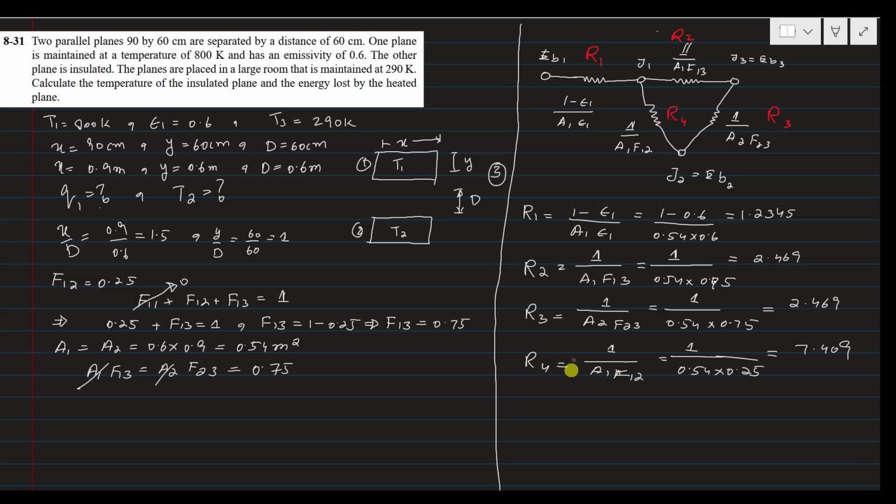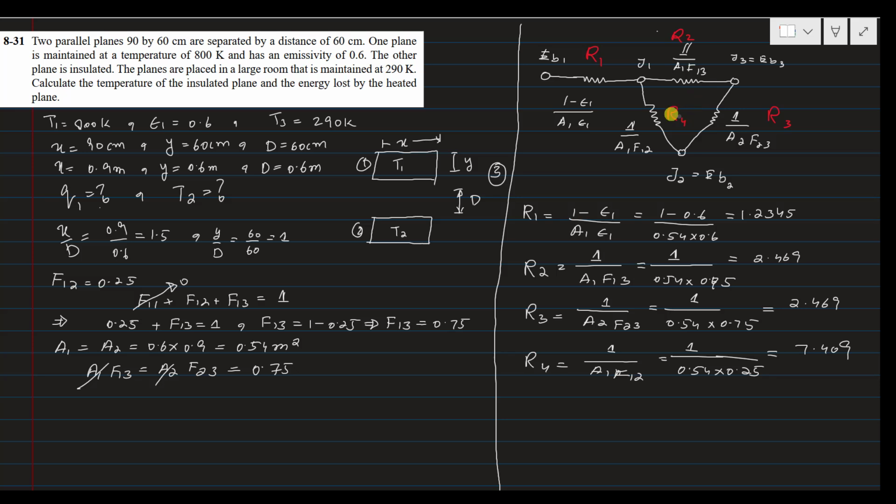All the resistances in this resistance network diagram have been determined, so everything is very easy. Now we need to find the net resistance, the total resistance that you see in this resistance network diagram, that is offered to the heat loss by the heat gain.